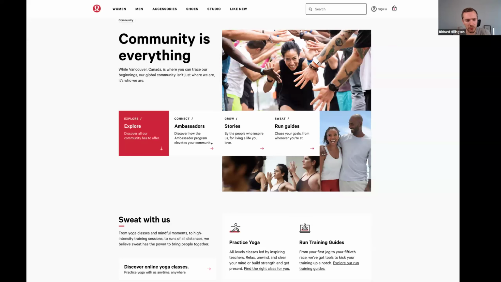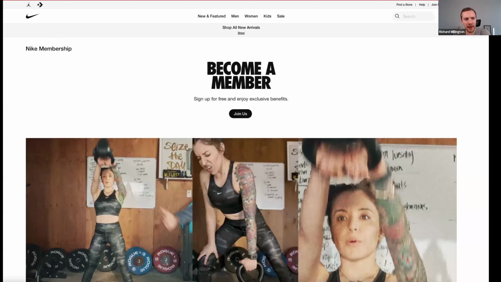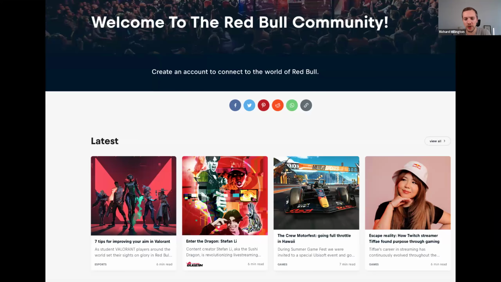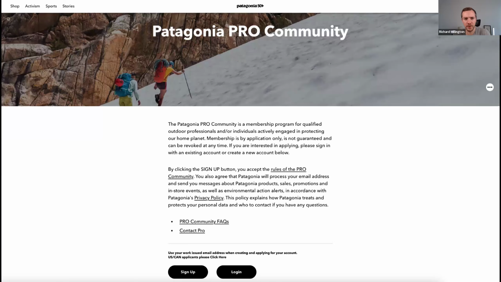Or take this example from Lululemon. They say community is everything, but there's no place here for members to engage with each other directly. So is this a community? Or take Nike. You can become a member of their community, but you can't really interact with other people in that community. Does that count? Or Red Bull. You can join the community and read content and follow what top people are doing, but it's very hard to engage with each other. And you see so many examples of this.